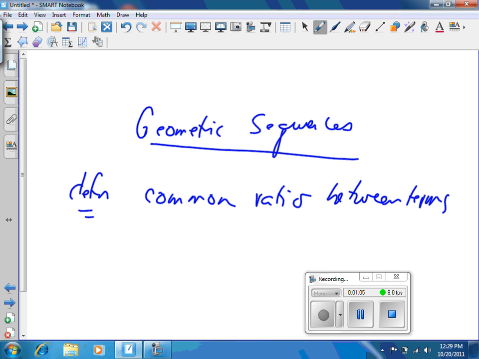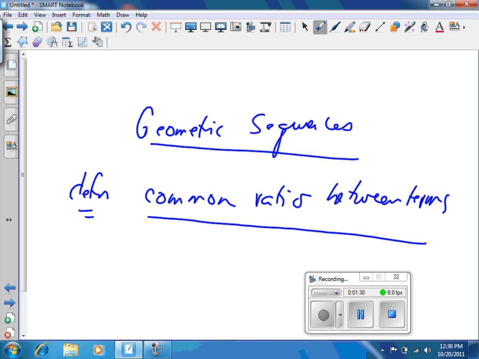We also discussed the fact that there were other kinds of sequences. So there are geometric sequences, arithmetic sequences, but we discussed that there were other sequences such as prime number sequences, Fibonacci sequences. But we're focusing on geometric. All right, common ratio between terms.